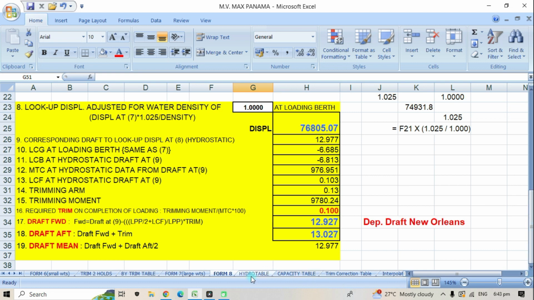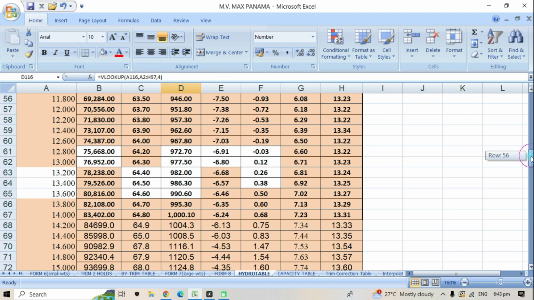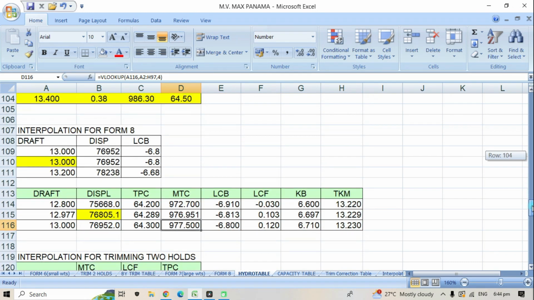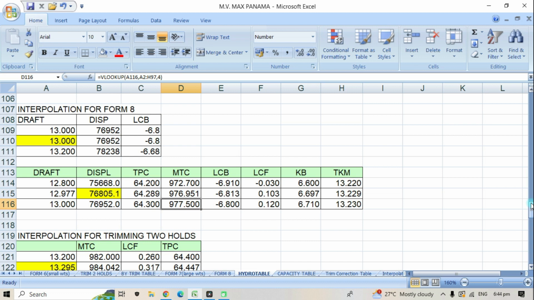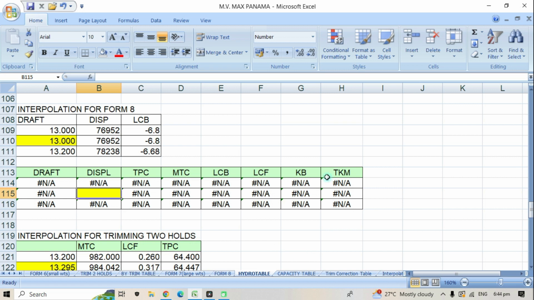And I just add the table. This is the system here: we're going to compute for the displacement of 12.977. So here we will put only the displacement. Look, if I take out the displacement, look what happens. So there's no value.